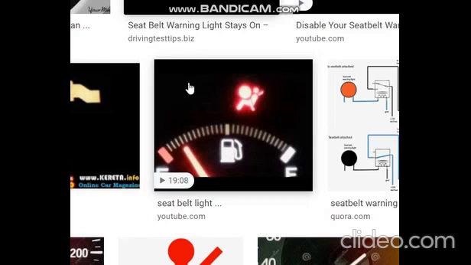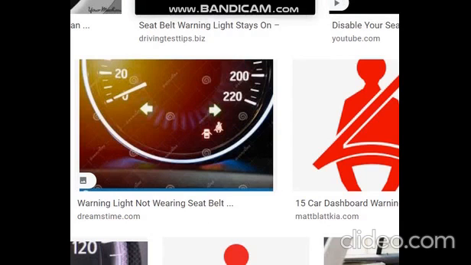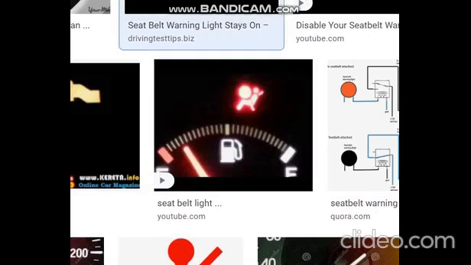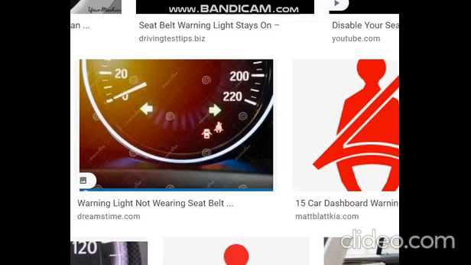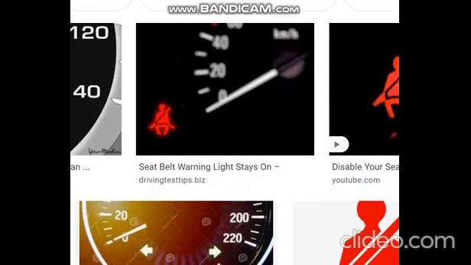You see, for warning, here, if you are not wearing seat belt, you will see this symbol flashing. So a warning belt can flash on off. So it is warning.